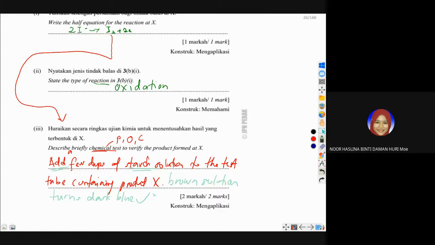Sampai sini boleh tak? Hari tu ada yang tanya saya, so saya tak nak jawab lagi. Bila discuss ni, semua boleh tengok. Iodine, you must put the starch. Add a few drops of starch solution to the test tube. Macam hydrogen gas lah, you must use apa? Glowing wooden splinter ke?